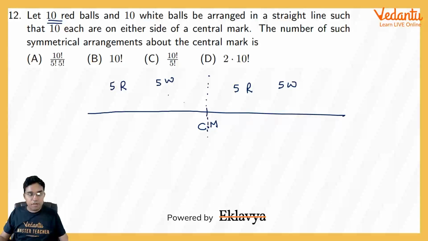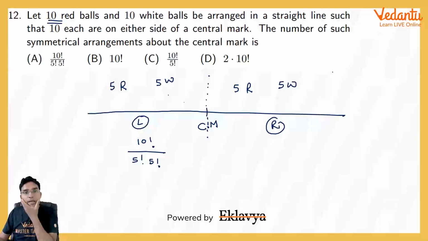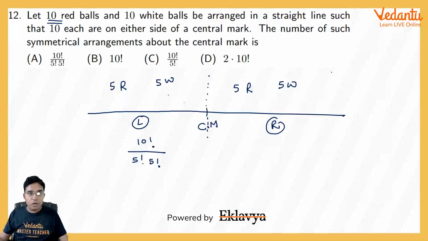Now you have a freedom to make arrangement either on the left side or on the right side. Suppose you make some arrangement on the left hand side, and that will be done in 10 factorial upon 5 factorial 5 factorial, for 5 identical red balls and 5 identical white balls. We are given 10 red balls and 10 white balls to be arranged in a straight line such that 10 each are on either side of the central mark. Okay, they have not given that these balls are identical. If they are not identical, then this question will become a little tricky.